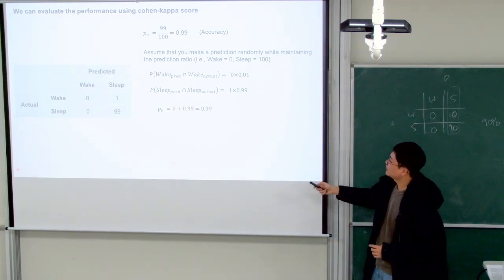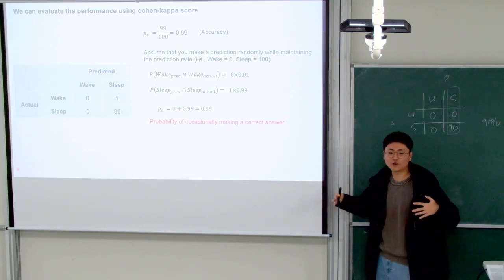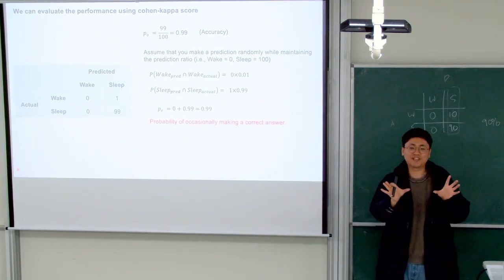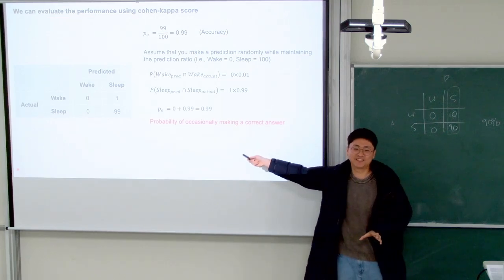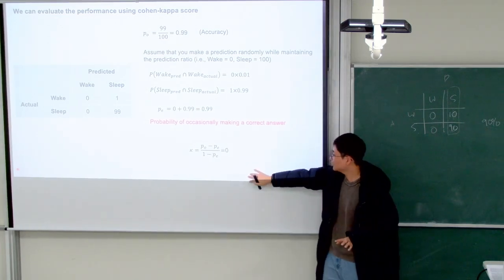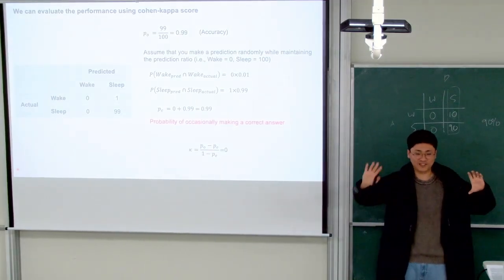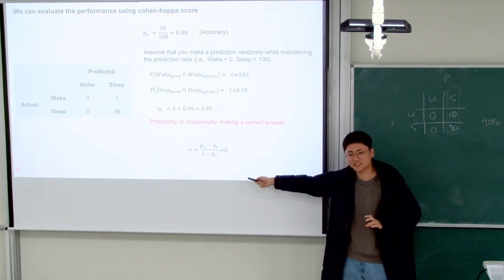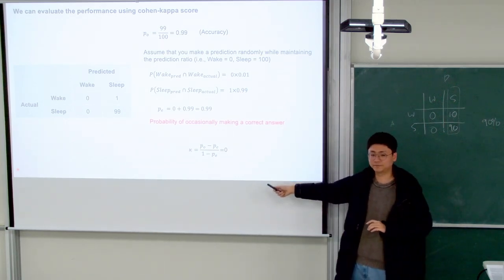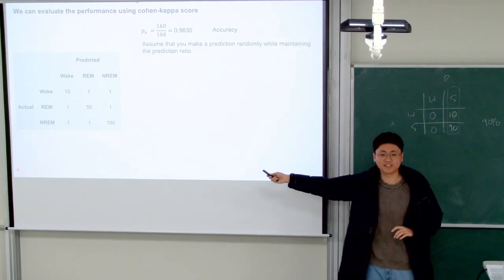And if we sum them up, we can calculate this PE, which represents the probability of occasionally making a correct answer. Then what the coherence part means is that we will subtract these occasionally accurate answers. So it is determined by this equation. We subtract this to ignore the occasionally correct cases, and we normalize it to make the maximum value 1. That's the meaning of coherence kappa. So the good thing is that this can be used even for these multi-class cases.